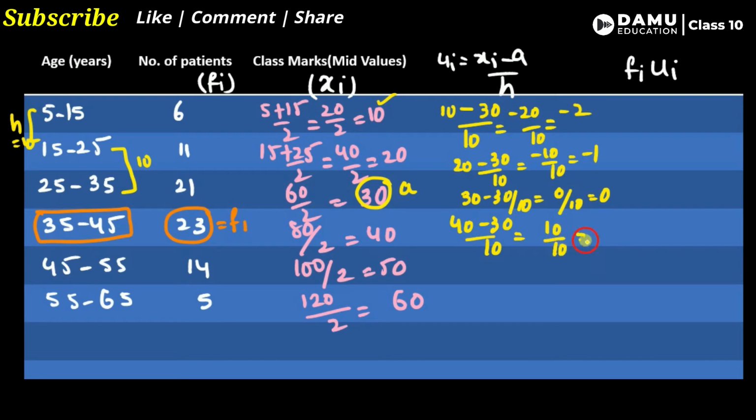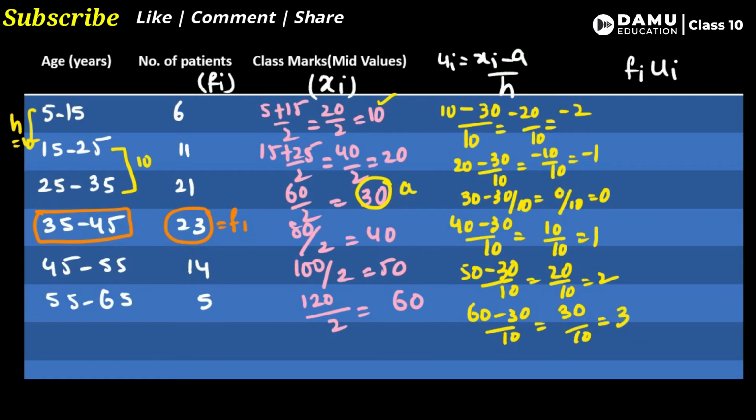If you observe the values here, they are increasing in integer order: minus 2, minus 1, 0, 1. The next value you can expect is 2. So 50 minus 30 by 10, 20 by 10, we will get 2. Then 60 minus 30 by 10, 30 by 10, we will get 3. So let's move on to the next one.